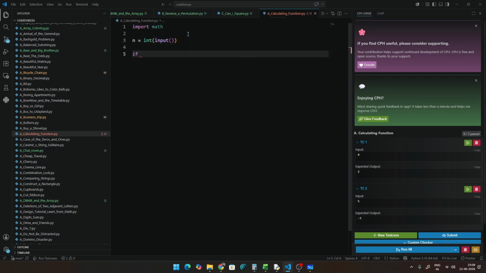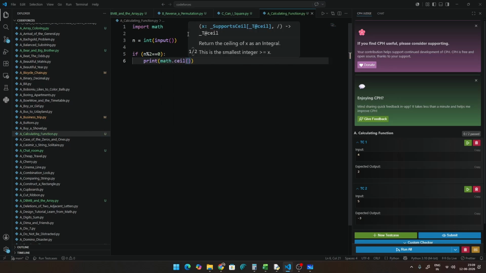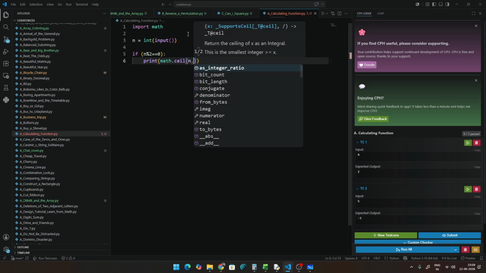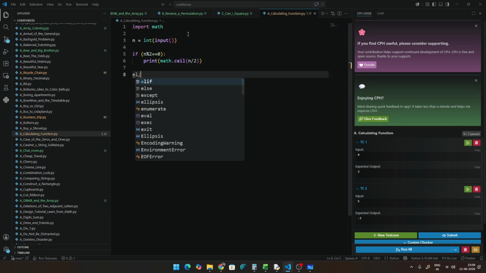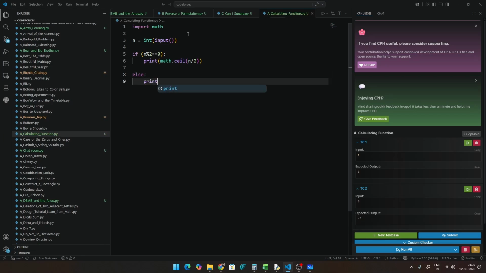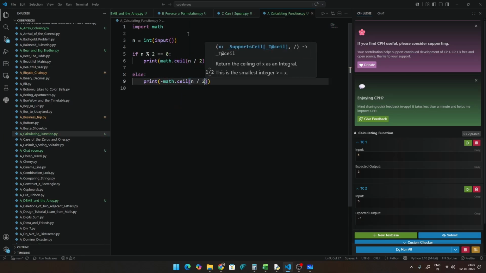So if n is even, n % 2 equal to 0, what are we doing? We are doing print, and then we're printing math.ceil of n divided by 2. We don't need a plus actually, because adding a plus and not adding a plus is the same thing. Else, we're going to print minus math.ceil of n by 2. Now, let us run through this.